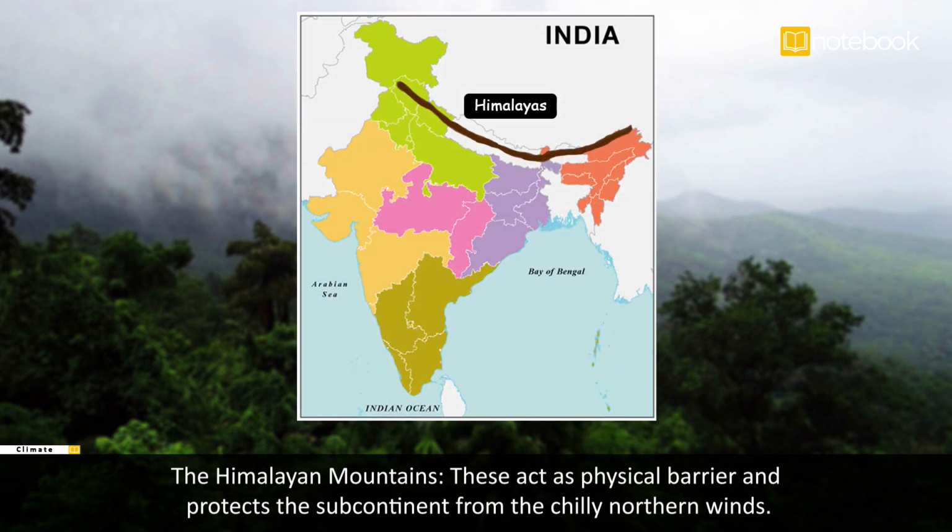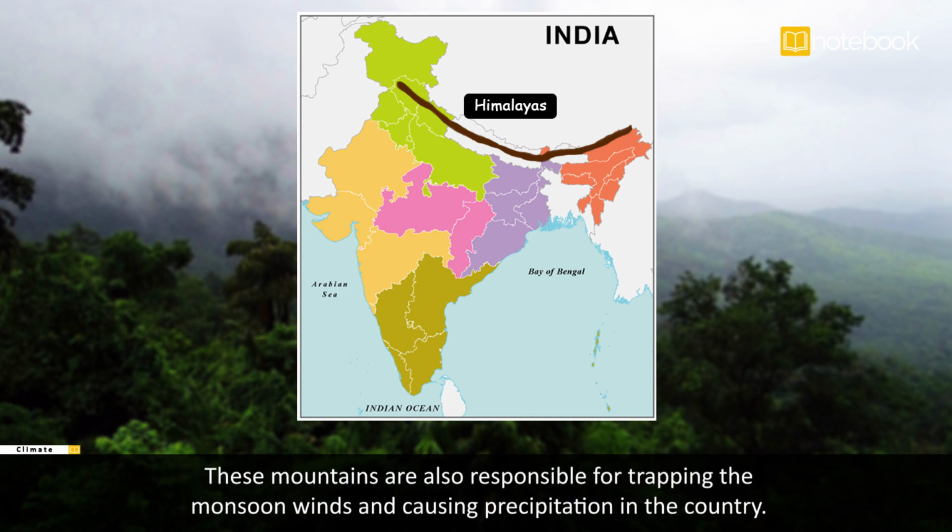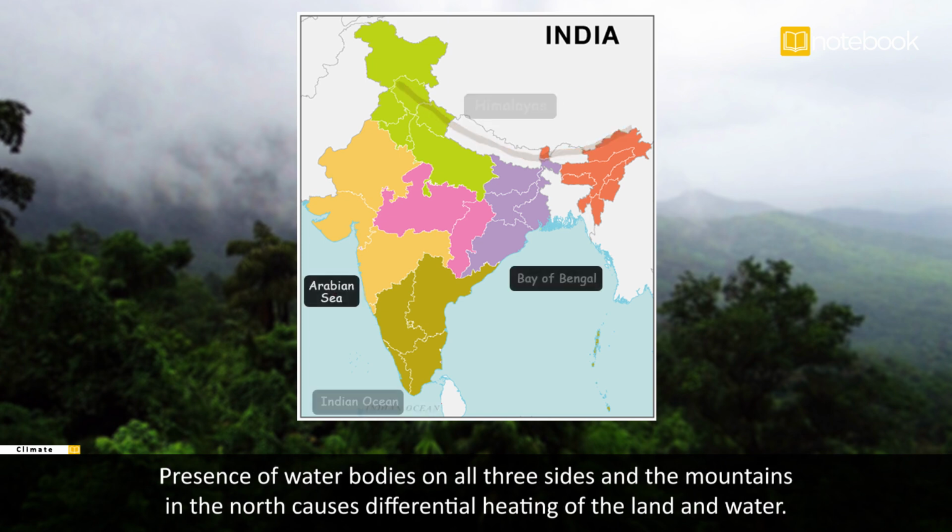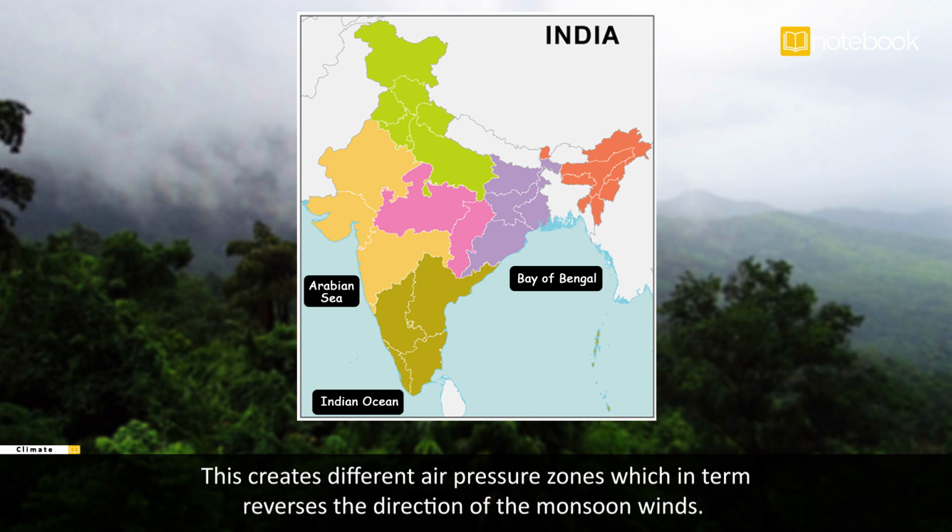The Himalayan mountains. These act as a physical barrier and protect the subcontinent from the chilly northern winds. These mountains are also responsible for trapping the monsoon winds and causing precipitation in the country. Presence of water bodies on all three sides and the mountains in the north causes differential heating of the land and water. This creates different air pressure zones, which in turn reverses the direction of the monsoon winds.